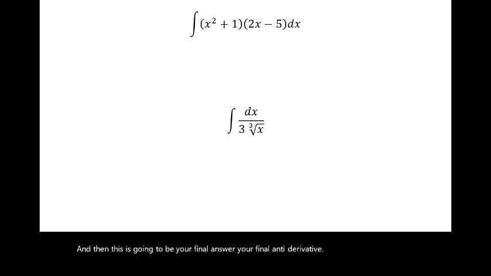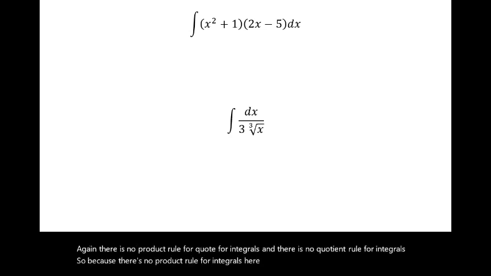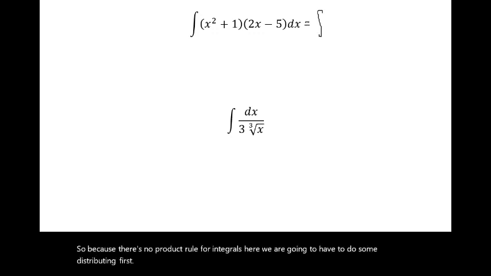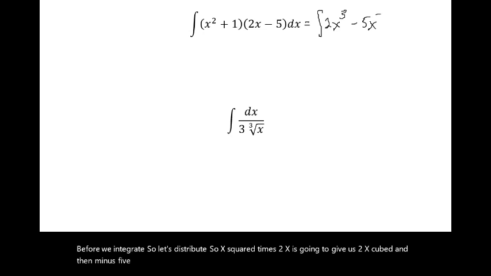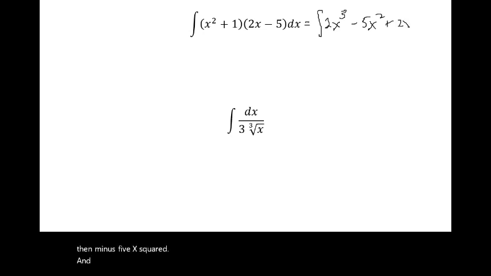Again, there is no product rule for integrals, and there is no quotient rule for integrals. So because there's no product rule for integrals here, we are going to have to do some distributing first before we integrate. So let's distribute. x squared times 2x is going to give us 2x cubed, and then minus 5x squared, and then plus 2x minus 5 dx.